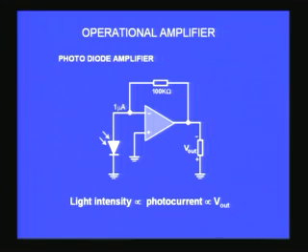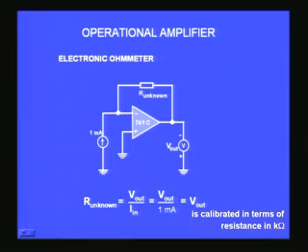So depending upon what you want to convert from the input stage to the output stage, you must choose the proper amplifier, whether it is a trans conductance amplifier, trans resistance amplifier, voltage amplifier or current amplifier. So in this case light intensity is proportional to photocurrent, and therefore that should be proportional to V output. So it is a very simple circuit application of operational amplifier as a current to voltage converter. There is also a fourth application which I would like to indicate to you, and that is to construct an electronic ohm meter.